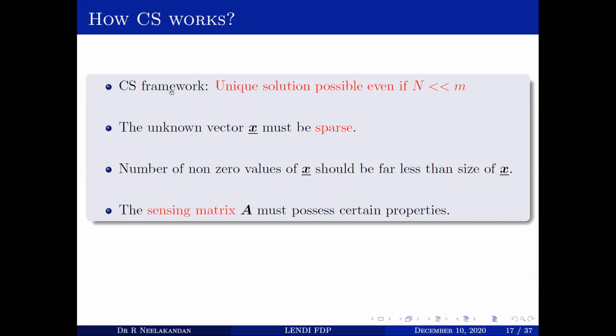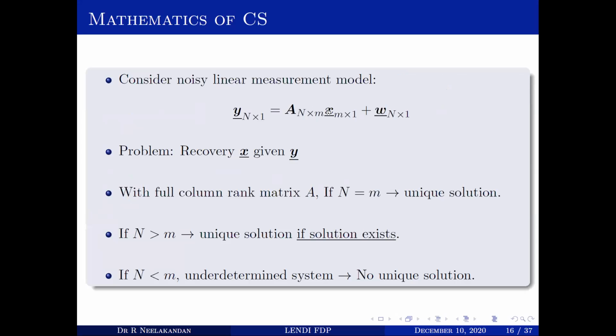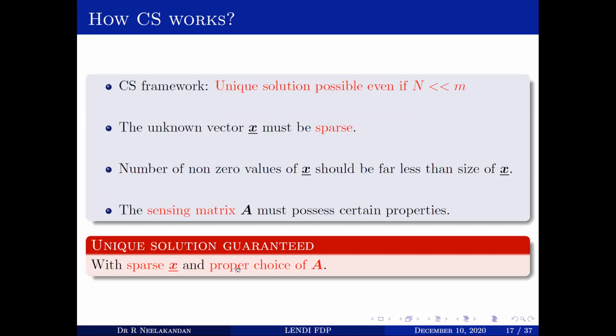The CS framework tells you that a unique solution is possible even when n is less than m. Think of a vector x of size 100 cross 1, but I have given you only a 10 cross 100 matrix, or only 10 equations. You can still recover the unknown vector x of 100 cross 1. Something quite surprising and counterintuitive against our wisdom of linear algebra. But when can that happen?